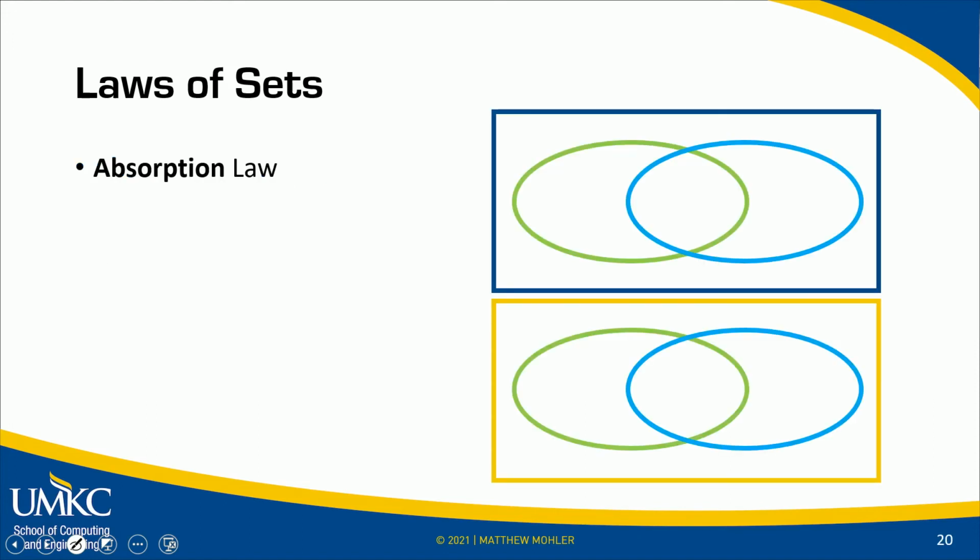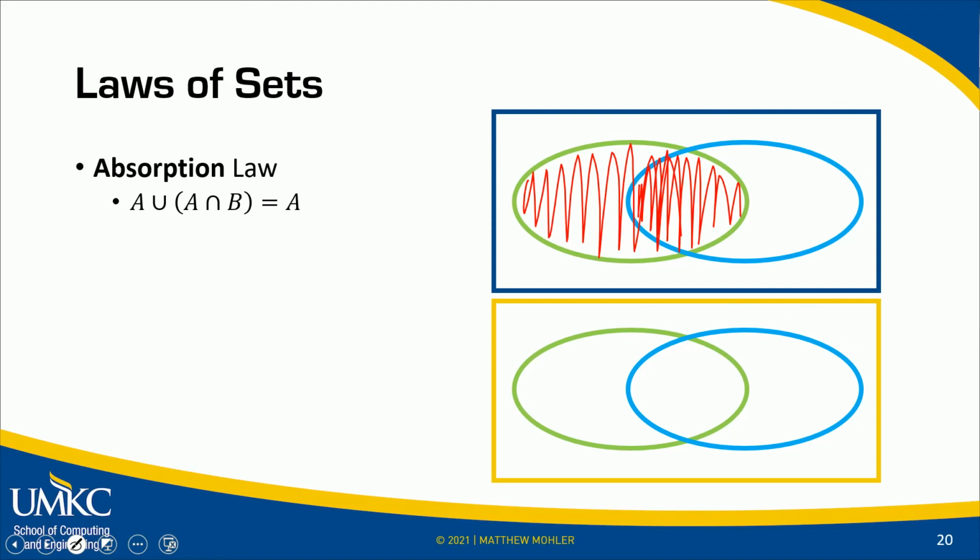The next law we'll look at is what's called the absorption law. And ultimately what we'll see here is some simple equations that ultimately simplify pretty quickly. And so the first one we'll look at is that A unioned with the intersection of A and B is just equal to A. So if I look at this graphically, then I can say that if I look at the intersection of A and B, that's this middle area here, and that if I then union A with that, I'm left with what looks like A.